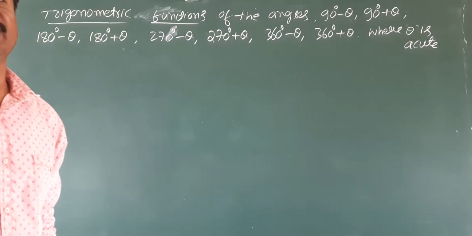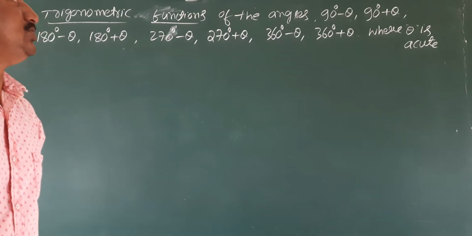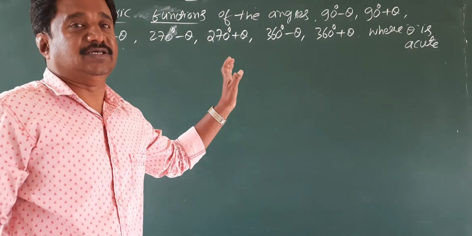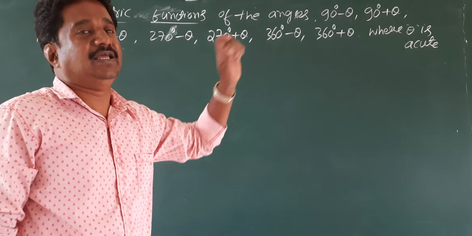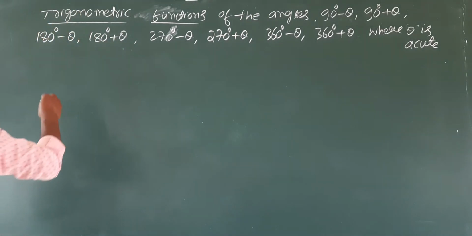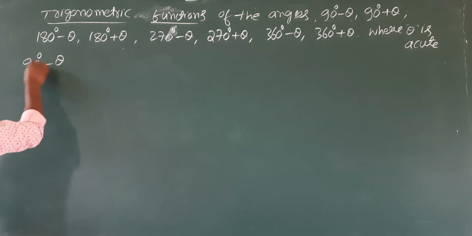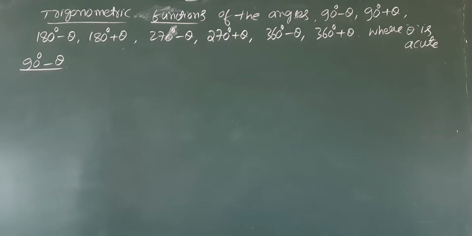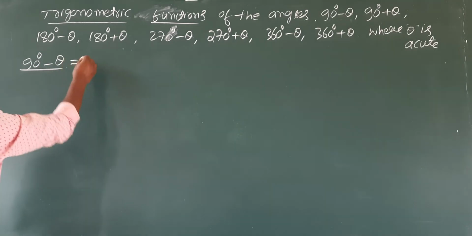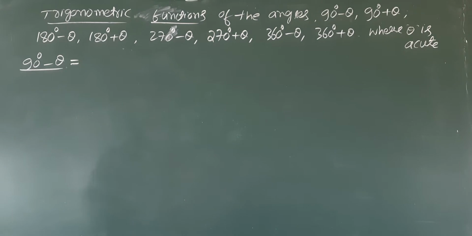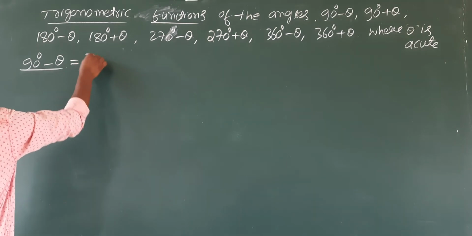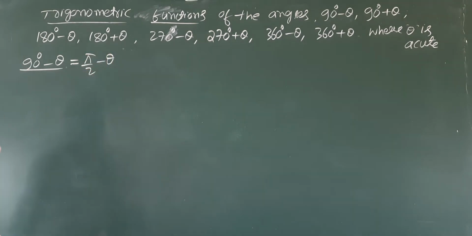So now let us find trigonometric ratios for these angles. First I consider 90 degree minus theta. Trigonometric ratios of this angle, 90 degree minus theta. In radians we write pi by 2 minus theta.